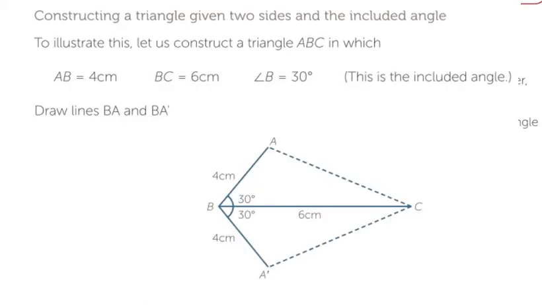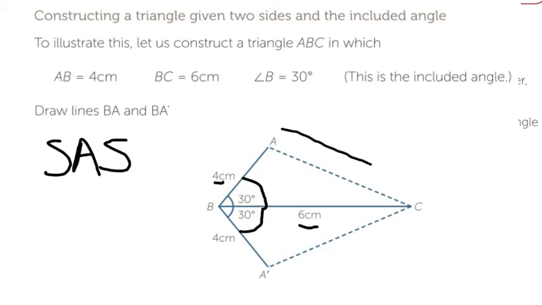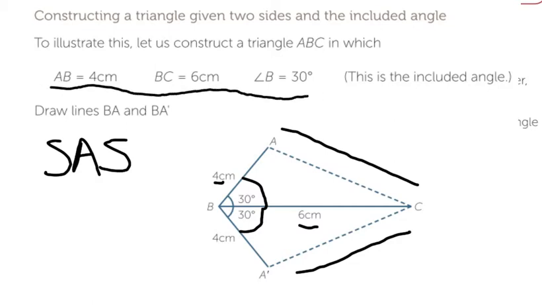Okay, so let's now look at our next rule, which is side, angle, side. In the diagram here, we can see we are given 2 sides that are the same, the 6 centimeter side and the 4 centimeter side, and then an angle of 30 degrees in the middle of the 2 sides that is the same. From the diagram, we can quite clearly see that the remaining side, AC, has to be the same length in any triangle that has these measurements.